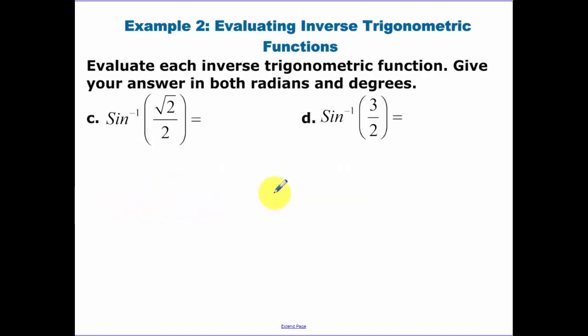Okay. Evaluate inverse trigonometric function. Give our answer in both radians and degrees. So the inverse sine is root 2 over 2. Okay. At what angle is the sine root 2 over 2?